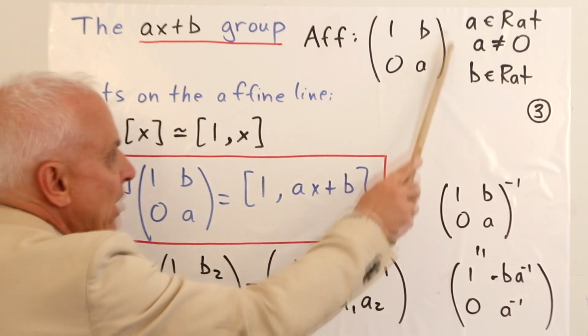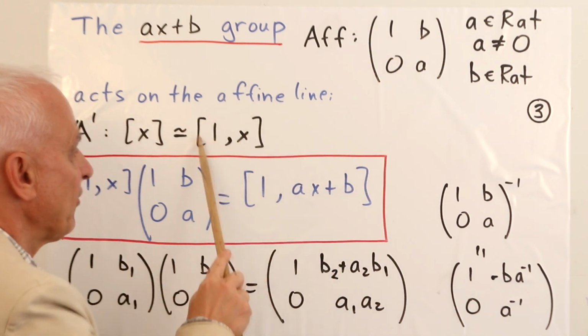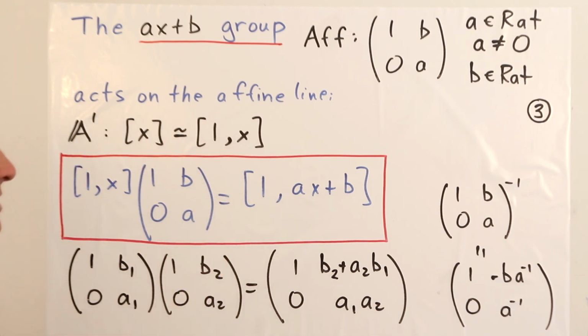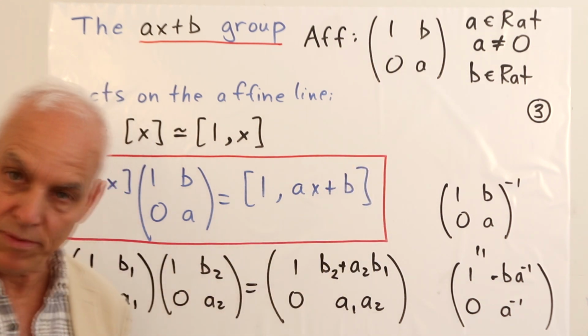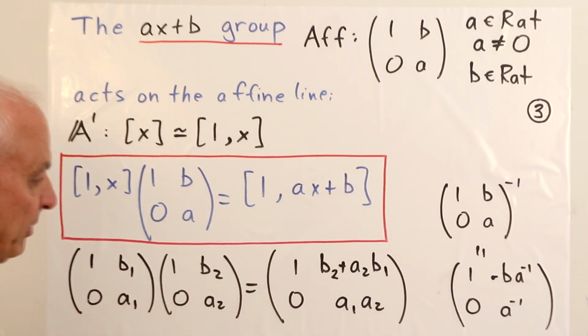So the action of this matrix will take this point, basically the point x, to the point ax plus b, hence the name ax plus b. Now these matrices do form a group. Okay, their product is something of the same kind.